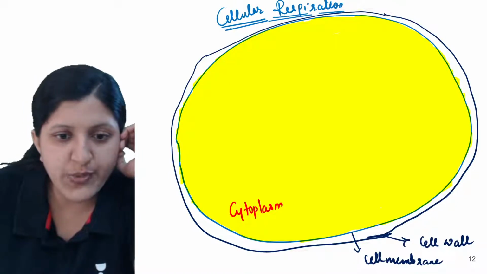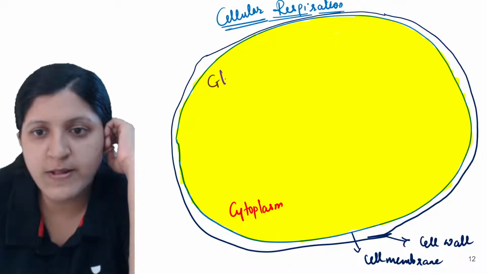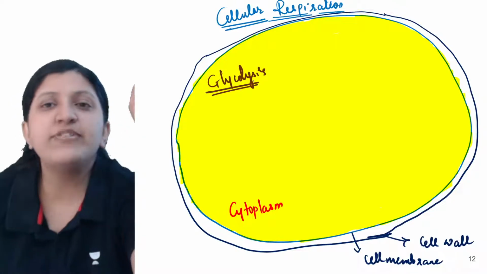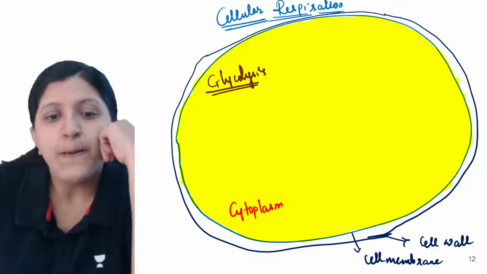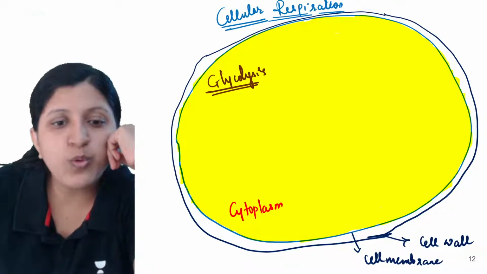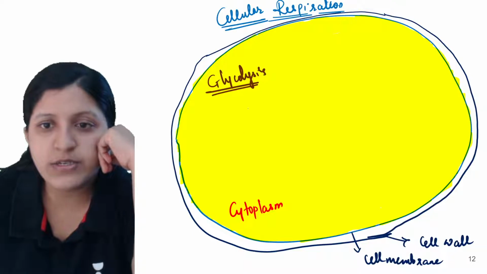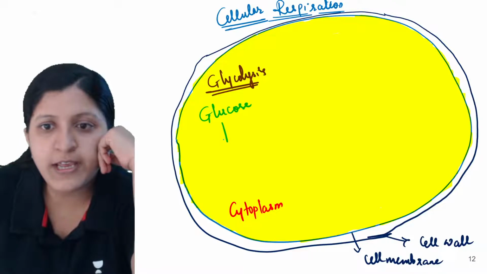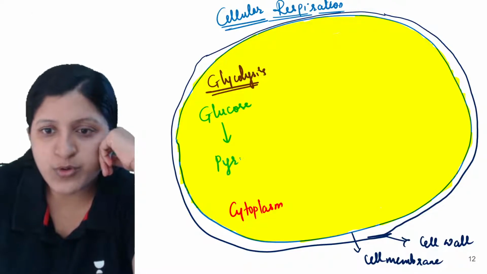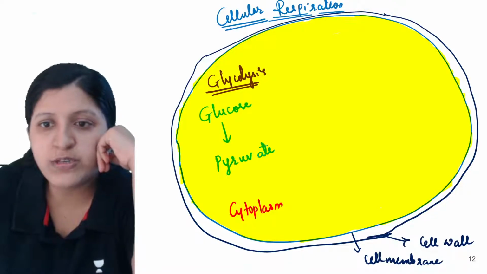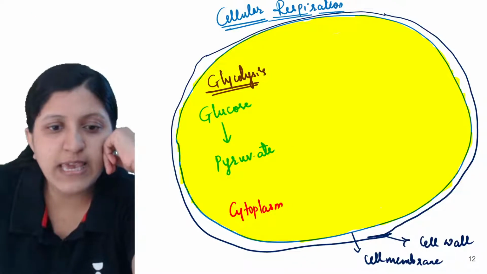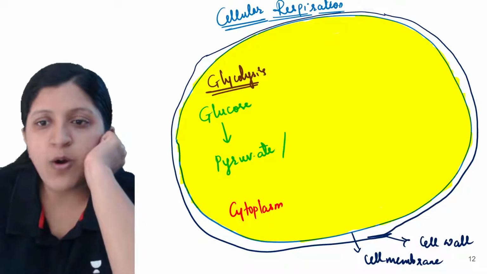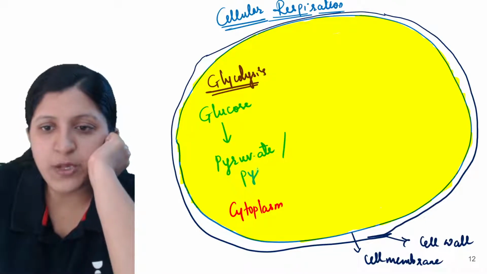So let's just write this. Here I'll mention the glycolysis process, and the first one is glycolysis, where you can see glucose is getting converted. Here, glucose is converted into pyruvate. This is pyruvate formation, which can also be called pyruvic acid. So this one is pyruvate, or we can just write it as pyruvic acid.